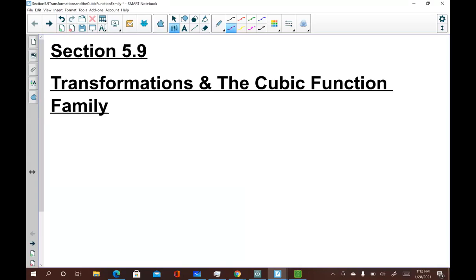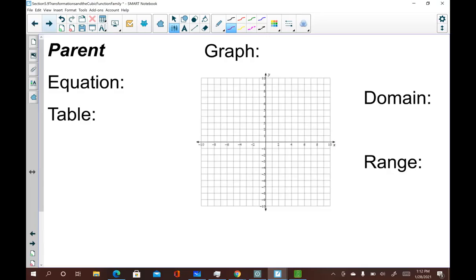Hi, everybody. Today we're going to talk about the cubic function family, and we're going to review what we learned about transformations earlier in the school year. So the first thing we need to know is what is a parent of the cubic function family? The equation is the most simple form of a cubic function, or y equals x to the third.